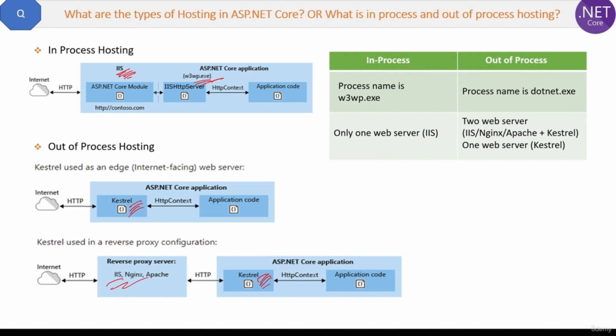Let's summarize the differences between in-process and out-of-process quickly. In in-process hosting, the process name is w3wp.exe, and in out-of-process hosting, the process name is dotnet.exe. In in-process hosting, only one web server is used, and that is IIS. In out-of-process hosting, two web servers can be used. One will be Kestrel and the other can be anyone like IIS, Nginx, Apache, or any other. Now in the upcoming question, we will see some more details about Kestrel.